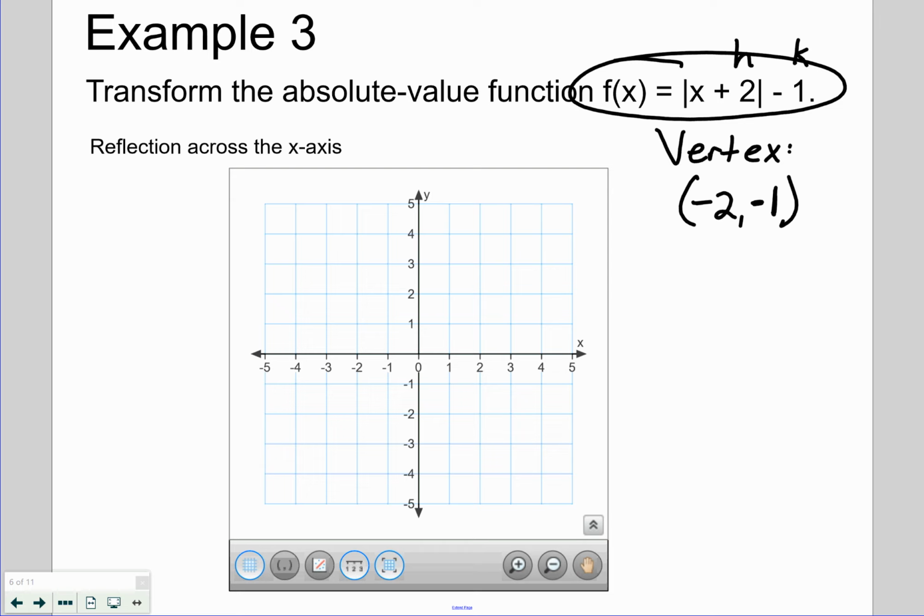So anything on the inside is a horizontal shift, right? This one is a negative 2, so it's going to be 2 to the left. On the outside is your vertical shift. It says minus 1, so it's 1 down. Now let's plot that point. Let's plot negative 2, negative 1. There it is. From here, I'm going to make my v by using slopes of 1 and negative 1s, right? Up 1, over 1 in both directions. Is everyone good on making the v?